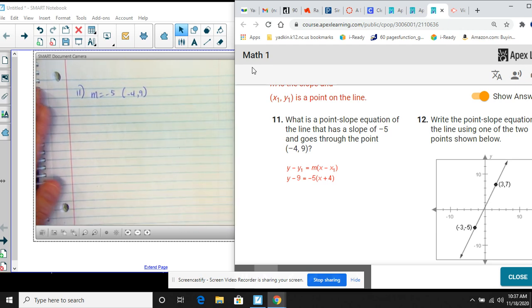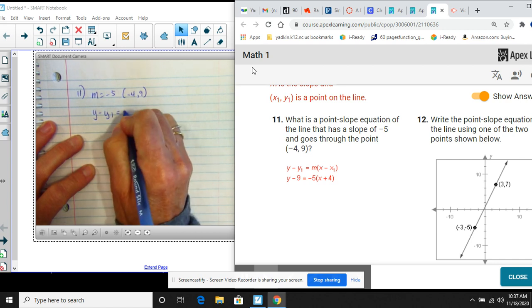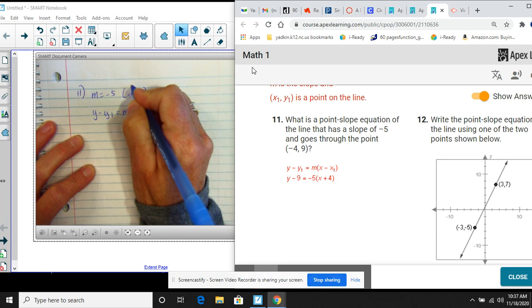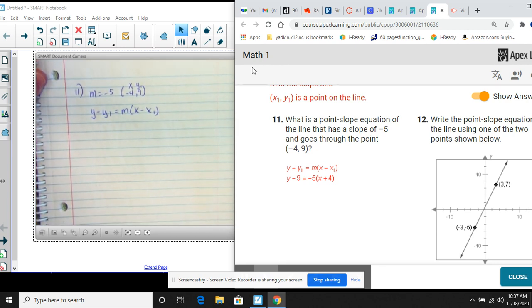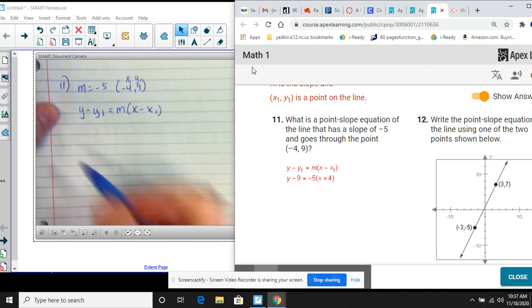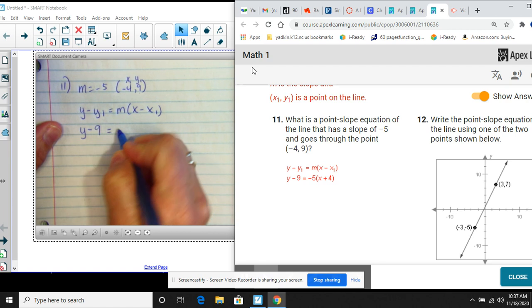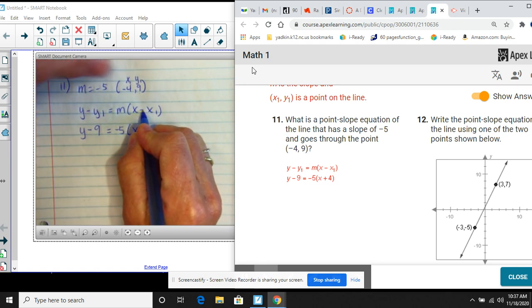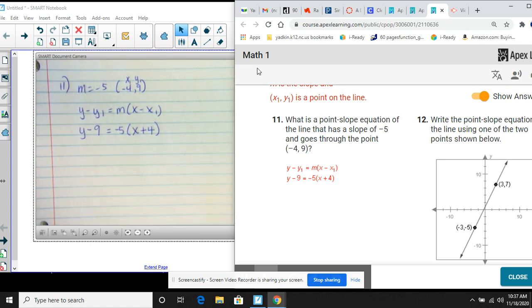So remember, point slope form is this: y minus y1 is equal to m times the quantity of x minus x1. And this is your x1, this is your y1, and you simply plug them into that formula. And so you would get y minus 9 is equal to -5 times x minus a -4, which would make that x plus 4. So that's why that is your answer.